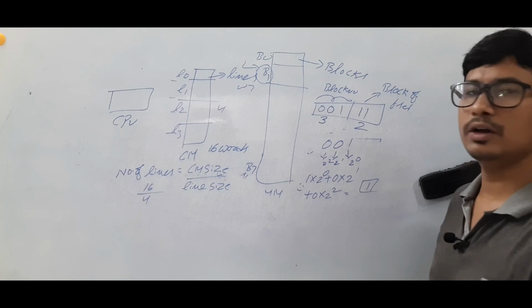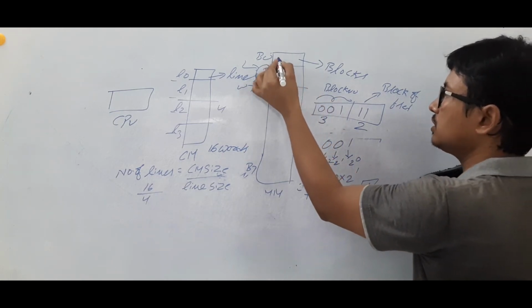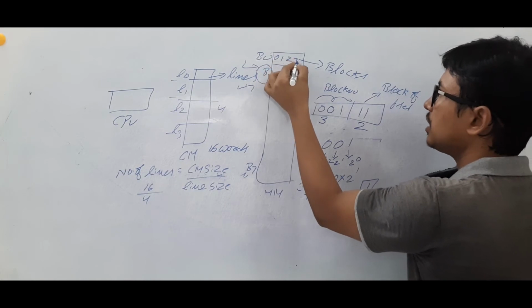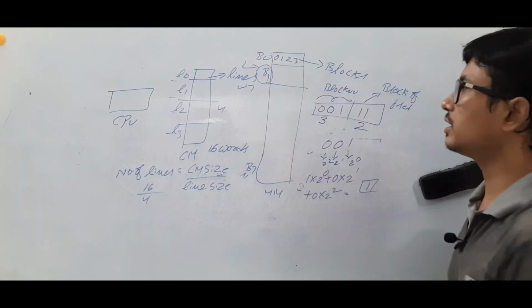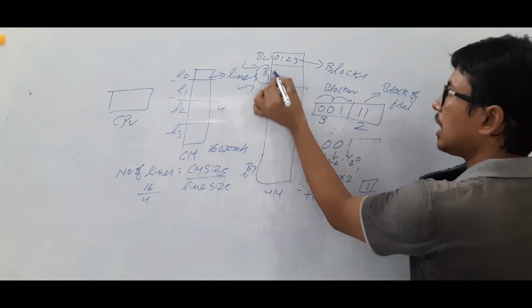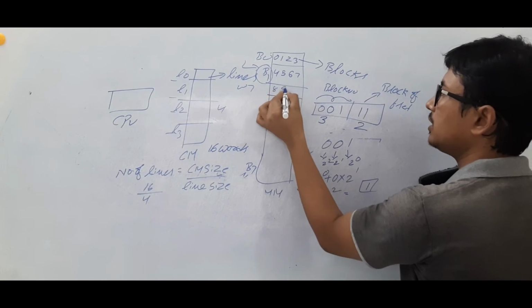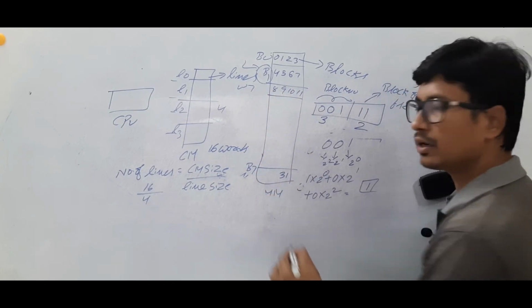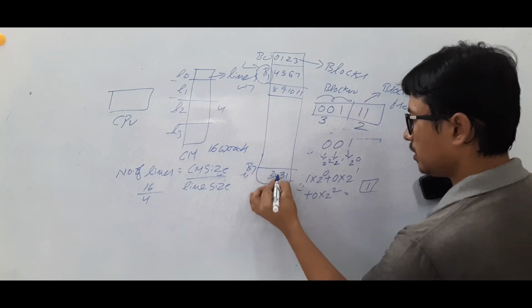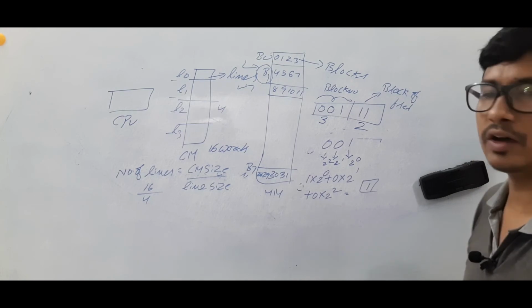In a block, you can find 4 words. Let me write a few words. In block number 0, you will have word number 0, word number 1, word number 2, word number 3. In block number 1, you will have word number 4, 5, 6, 7. Then here you will have 8, 9, 10, 11. At last, you will have 31, 30, 29 and 28. Am I right or wrong?